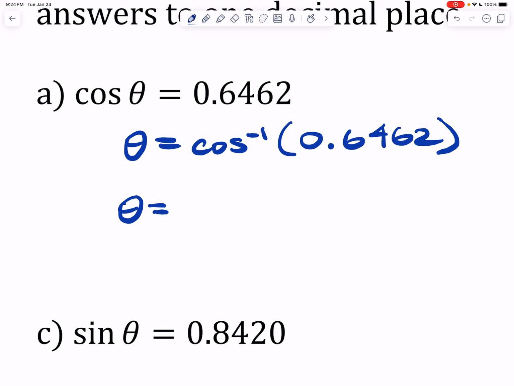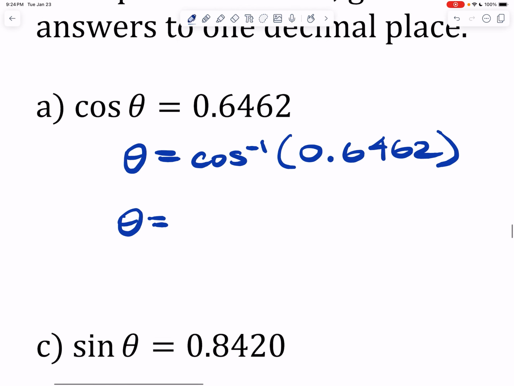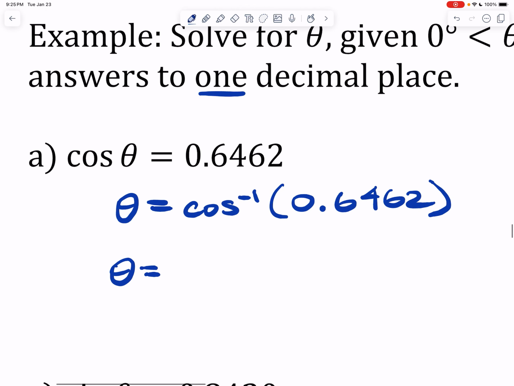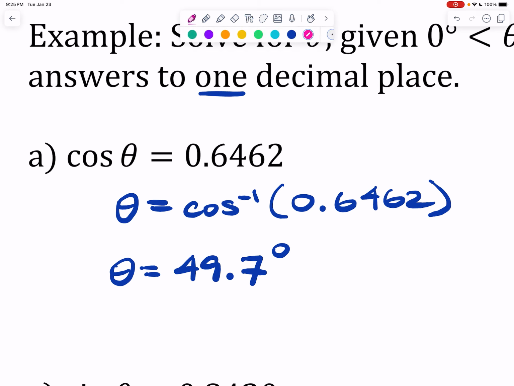Type yours into your calculator. Make sure you can get whatever I get here, assuming I'm correct. To 1 decimal place, this is 49.7 and then degrees. We've got that degrees sign up there because that's how we're measuring this angle.